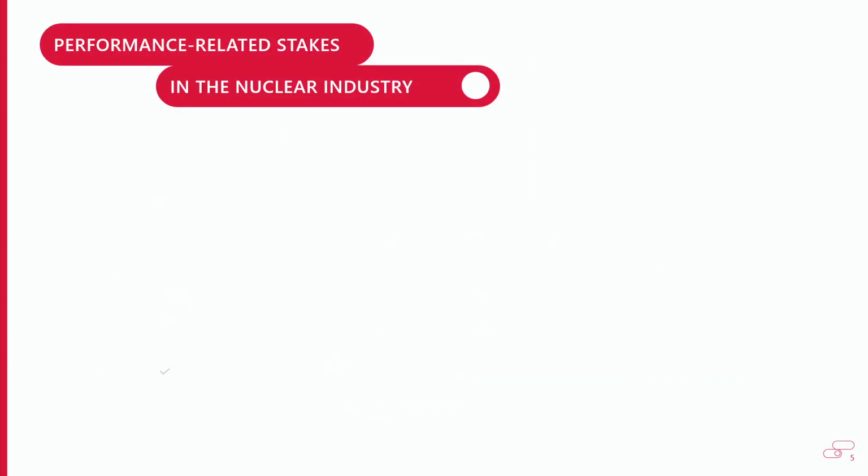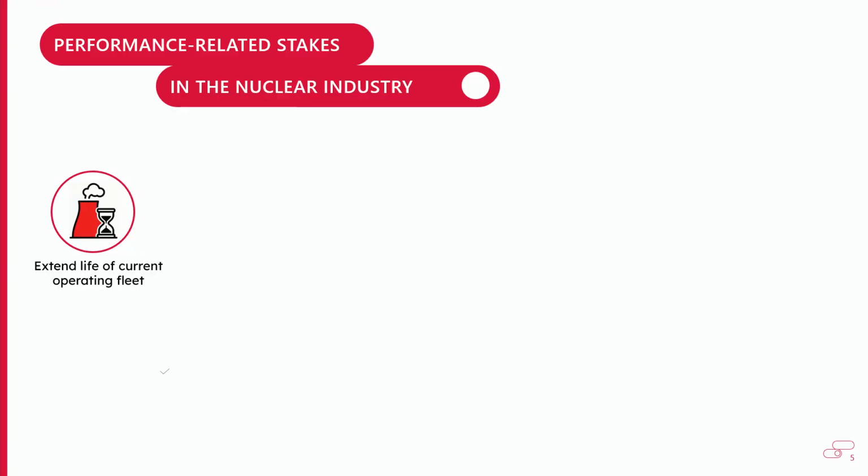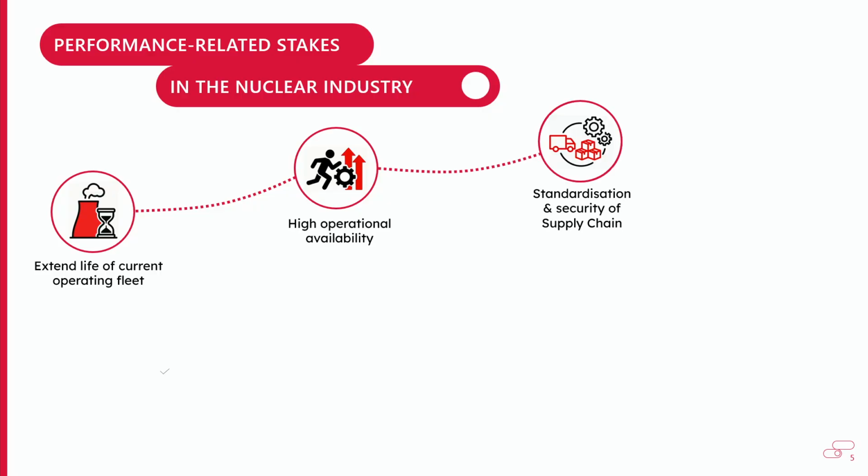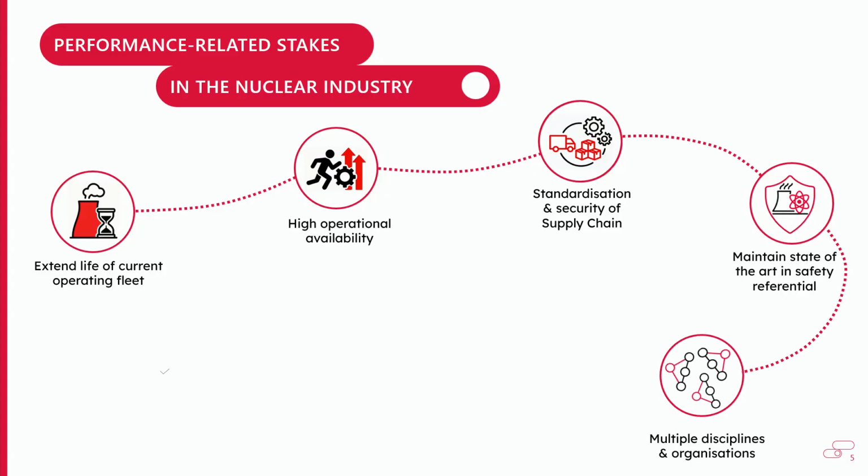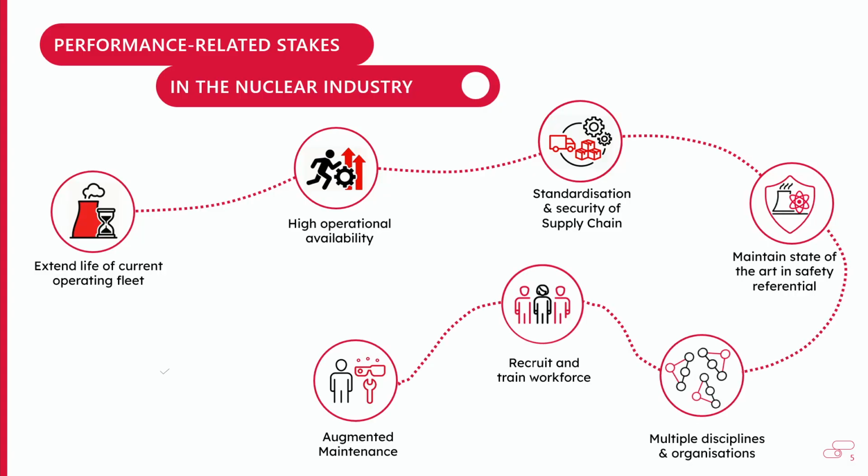Talking of performance, performance is going to be the common thread of the whole presentation and the master word of it. There are a lot of stakes in the nuclear industry today that are performance related. We can talk obviously of the extension of the current operating fleet, of high operational availability, its economic impact on outage, planned and unplanned outage, standardization, security of the supply chain. I'm not going to read you everything, but as you see, there are a lot of these.